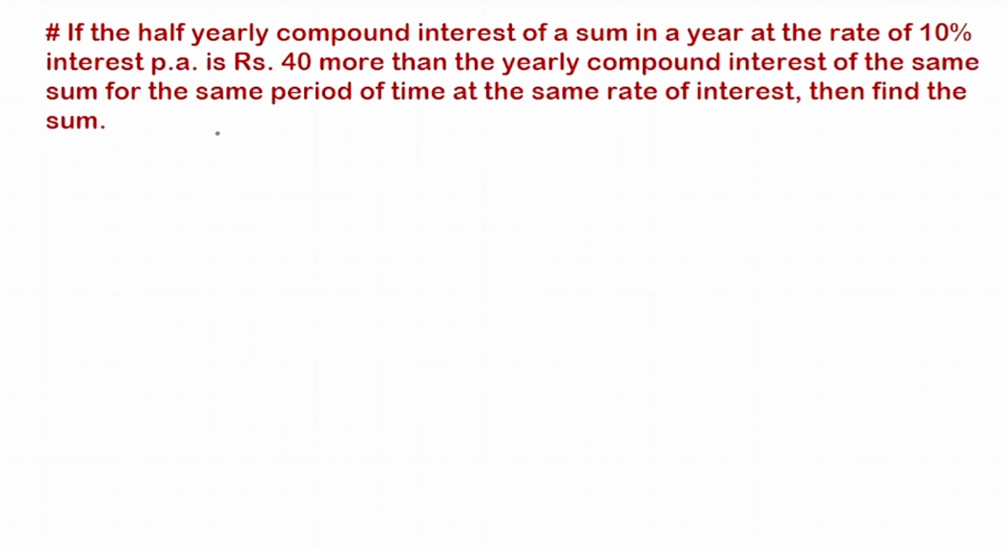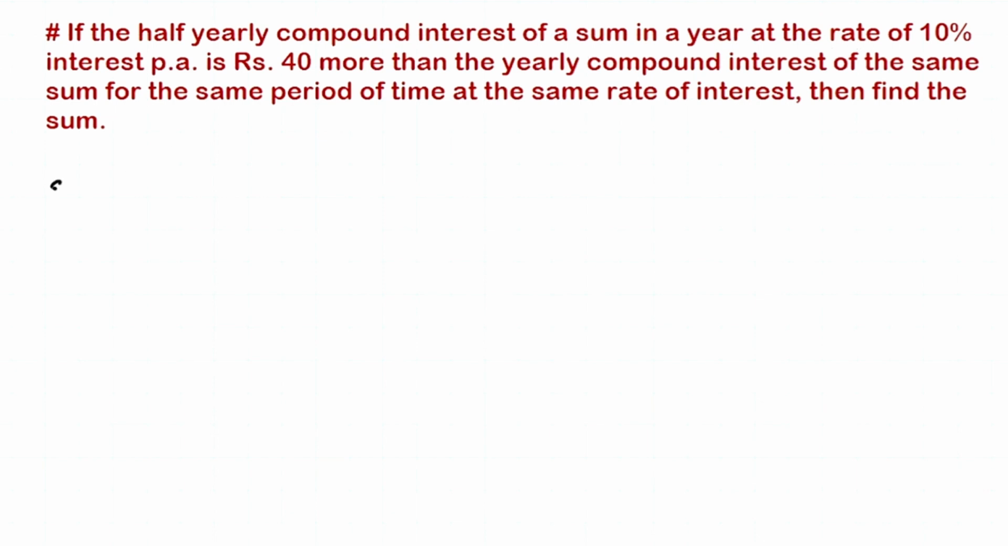Today we are going to solve another question related to compound interest. So we have our question over here. If the half-yearly compound interest on a certain sum in a year at the rate of 10% is 40 rupees more than the yearly compound interest on the same sum for the same time and at the same rate, then find the sum. So what this question is telling us is that the half-yearly compound interest is 40 rupees more than the yearly compound interest on a certain sum at a certain rate and for the same time period.